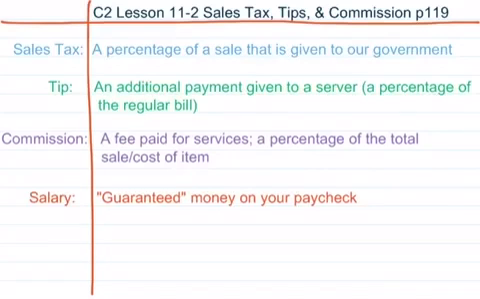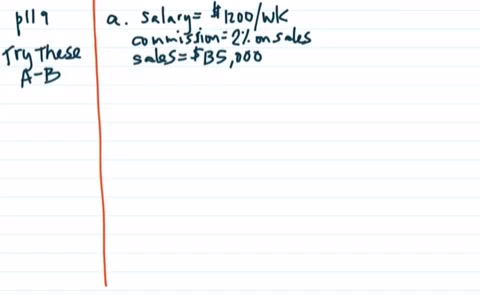Think about a store where somebody earns a certain percentage of what they sold, or a realtor where they earn a percentage of the sale of the house. Then there is salary, which is, and I put it in quotes, guaranteed money on your paycheck. Okay, I'm going on to the next screen for a couple of examples.